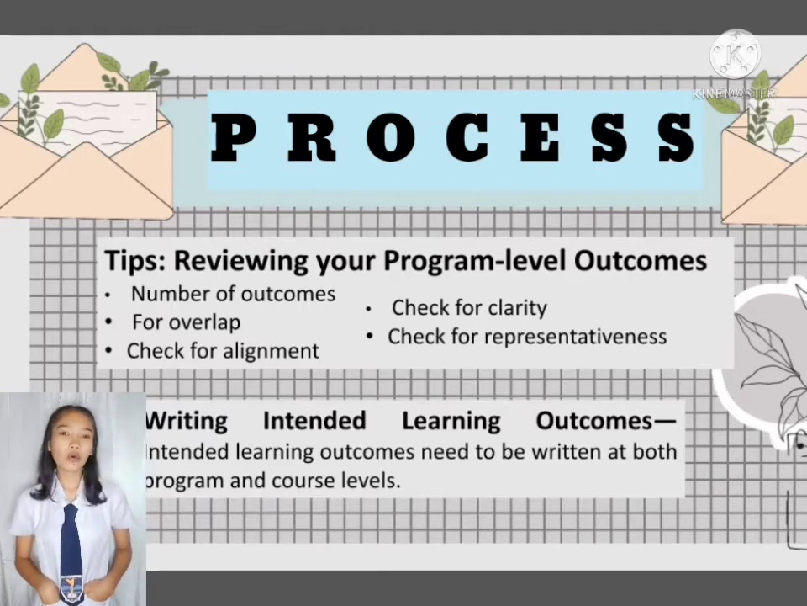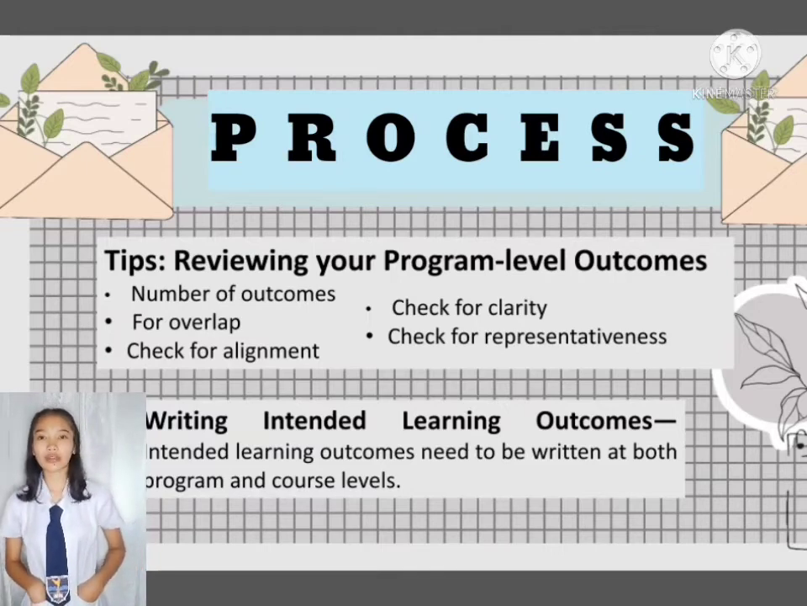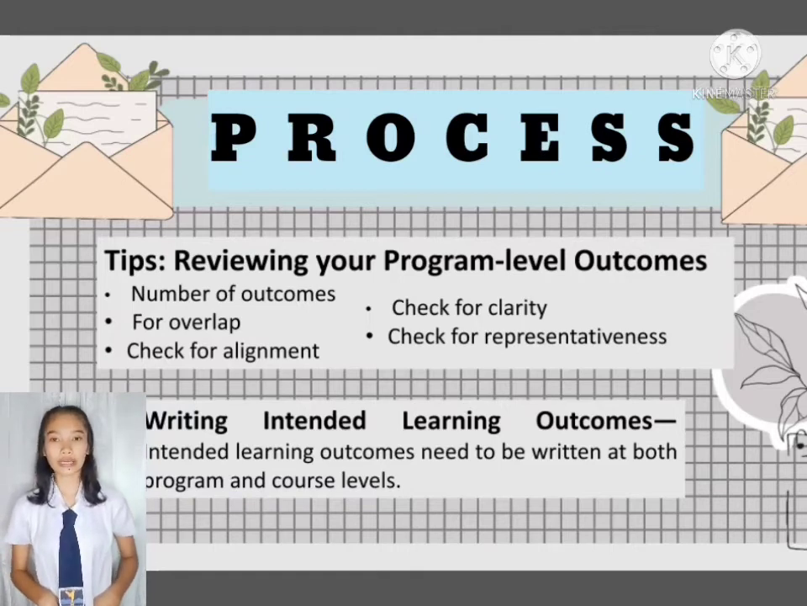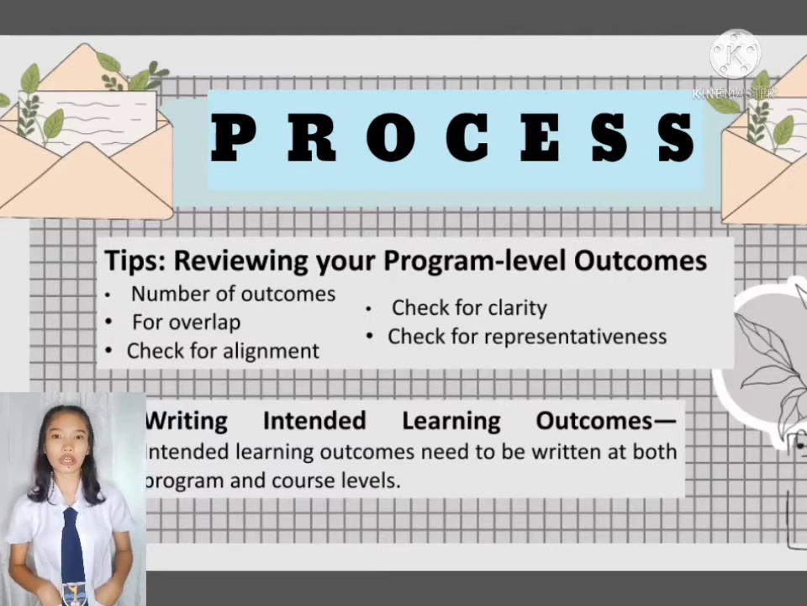Now, let us talk about writing intended learning outcomes. They need to be written at both program and course levels. Both of them need two essential elements: a statement of what content the student is expected to be able to do at the end of the learning experience, and the levels of understanding or performance in those content areas. This process includes program learning outcomes. Program learning outcomes are defined as statements that describe what students are expected to know and do by the time of graduation.